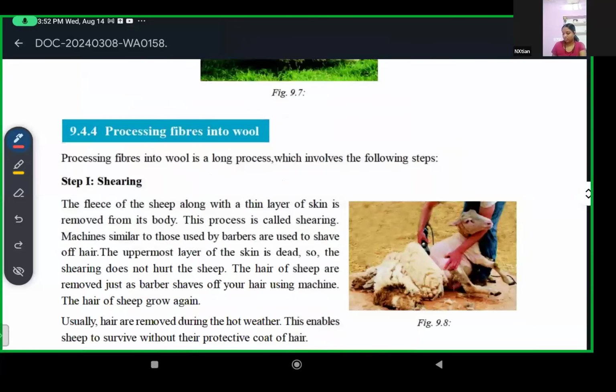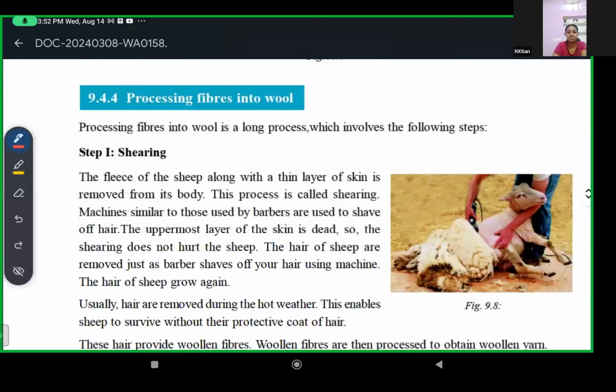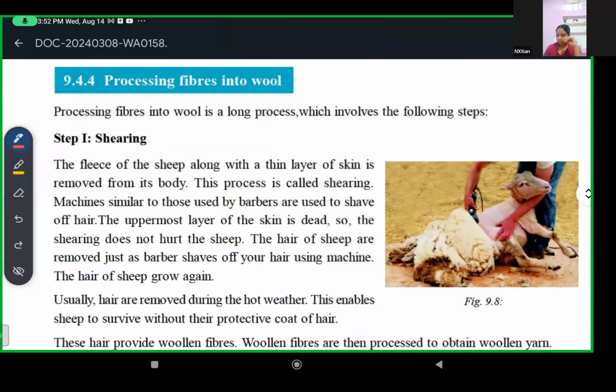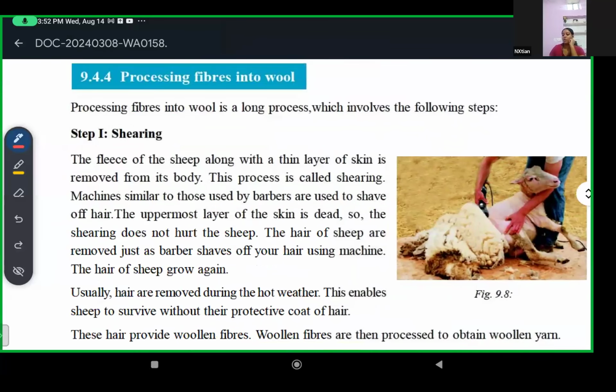So today we are going to talk about processing fibers into wool. What is wool made of? The sheep's fur coat. Processing fibers into wool is a long process and it has a lot of steps in it, which we are going to study right now.